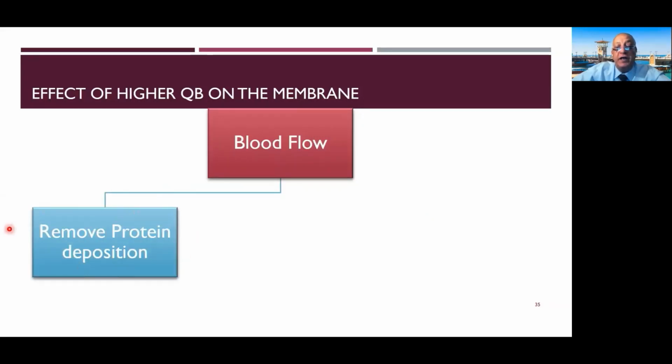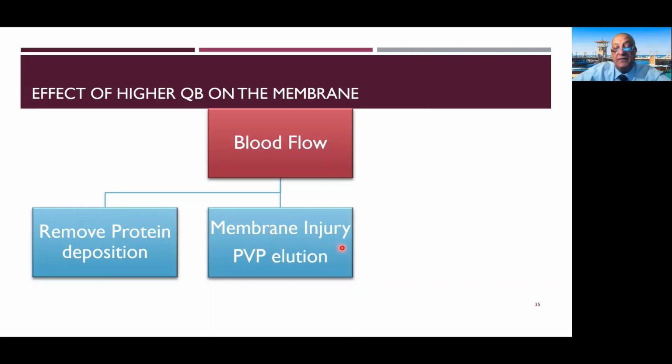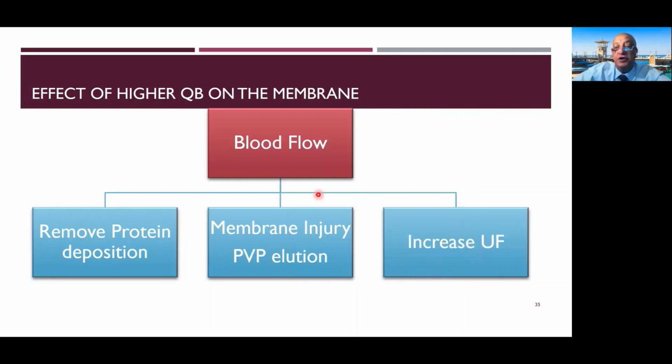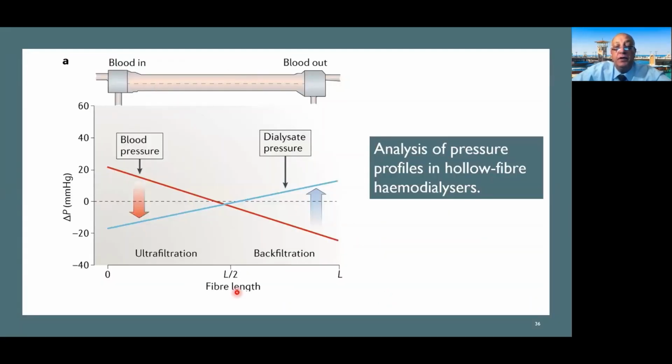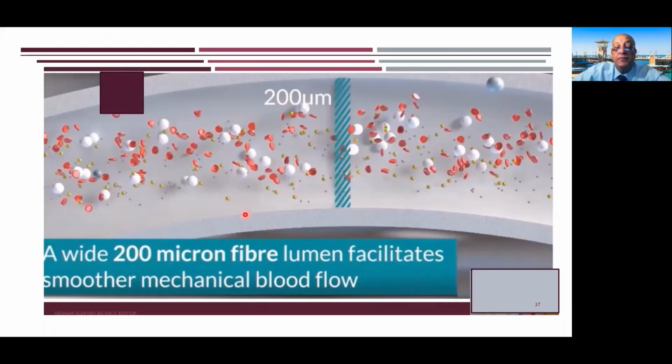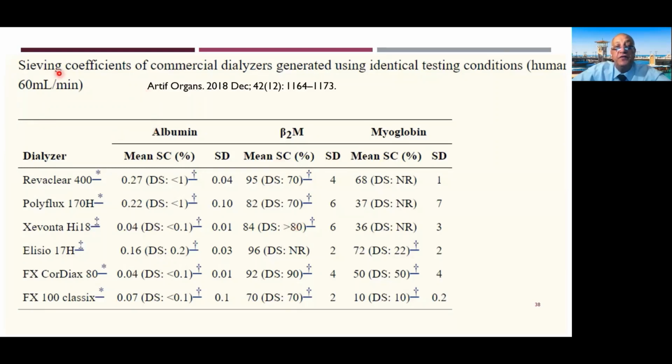With higher blood flow, we can remove protein deposition, but against that is the membrane integrity, and increasing the ultrafiltration rate by higher blood flow is necessary for hemodiafiltration techniques. Pressure drop is important in the back filtration effect. That's why we have to use ultrapure or sterile dialysate. The internal diameter is important, especially in convection therapy, because it guarantees smooth blood flow inside the fibers. With different types of dialysis membrane criteria, we can choose between them according to the criteria required.